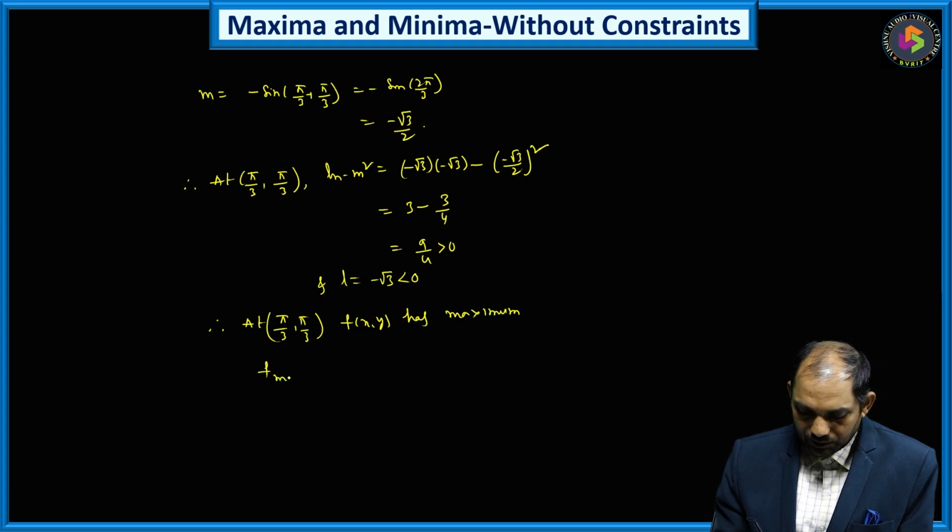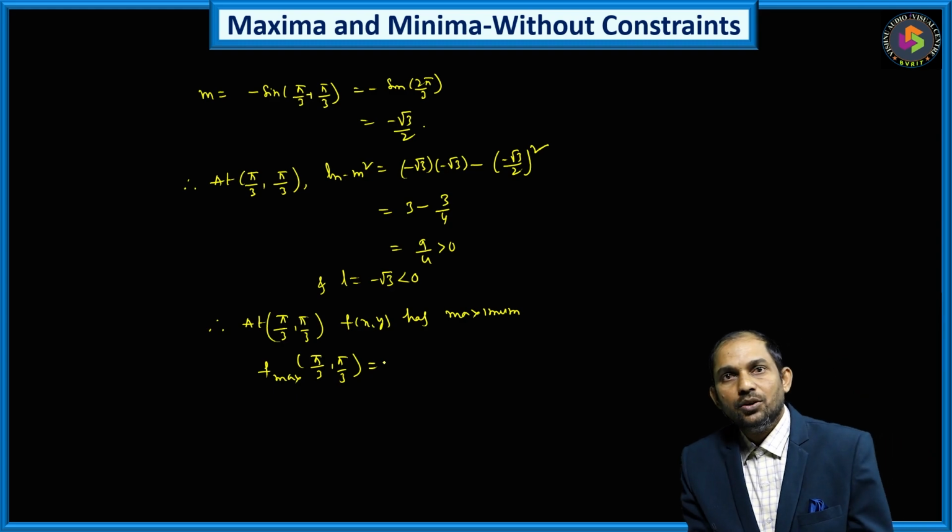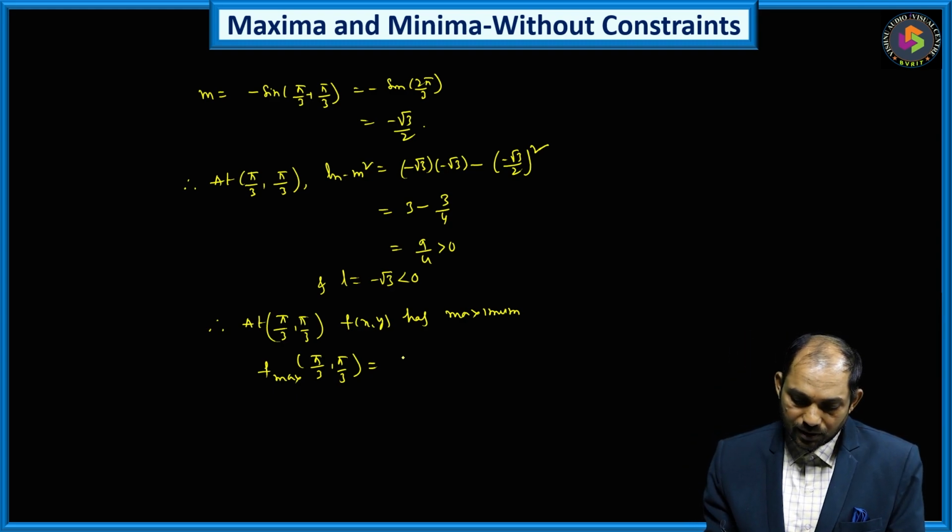and f max at the stationary point pi by 3 comma pi by 3 is obtained by substituting the stationary point into the function. Our function is sin x, nothing but sin pi by 3, and sin y, nothing but sin of pi by 3, and sin of x plus y, nothing but sin of 2 pi by 3.